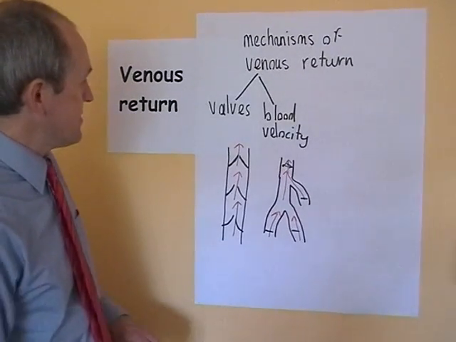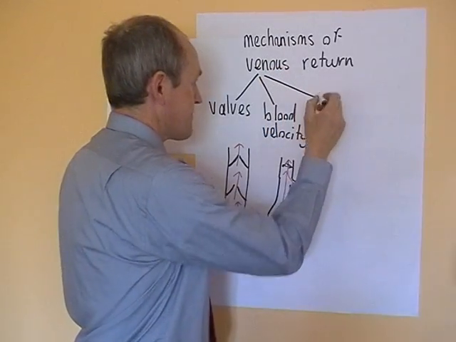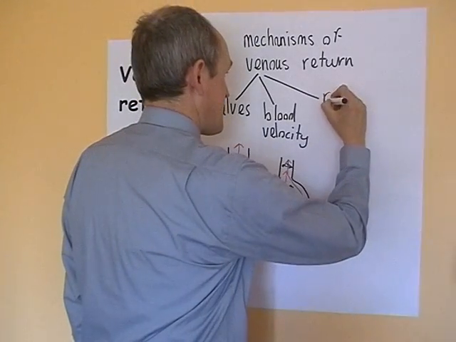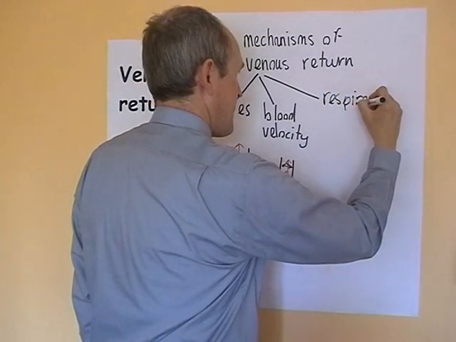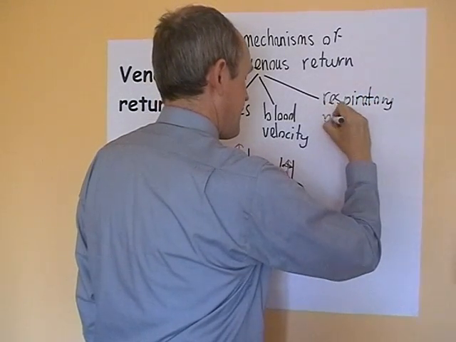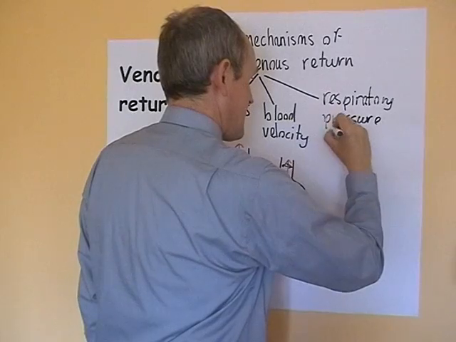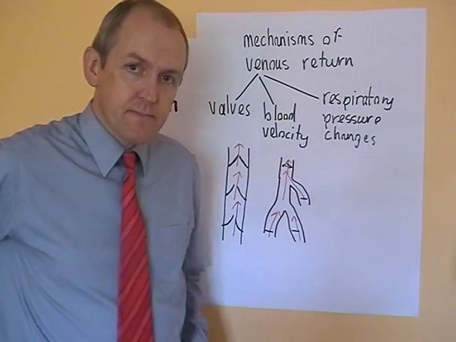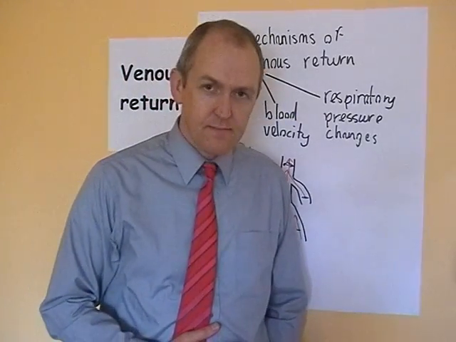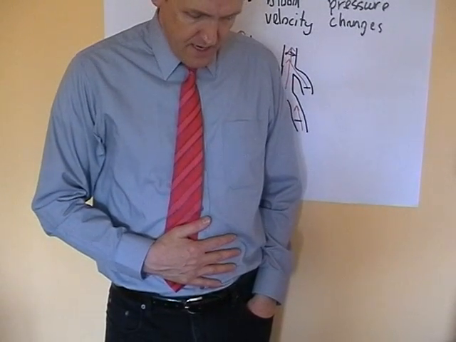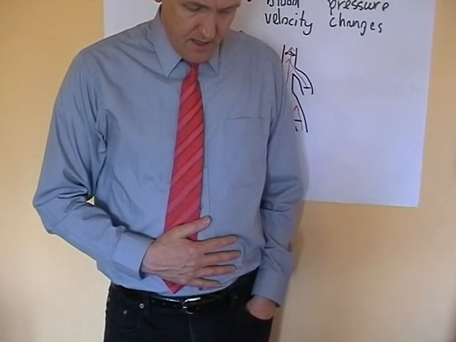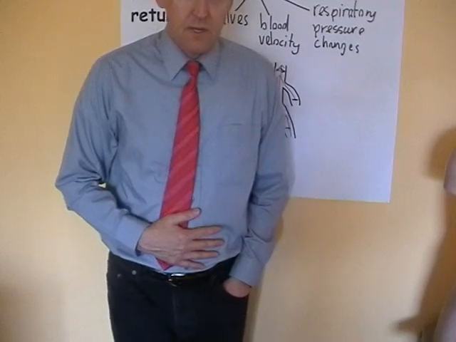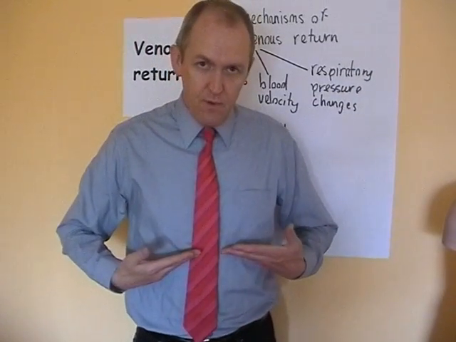Now, another factor in venous return is pressure changes set up during respiration. So let's think about this one. If you put your hand on your tummy and you breathe in, which way does your hand go? Well, when you put your hand on your tummy and breathe in, your hand will go out, because what is happening is that the diaphragm moves down.